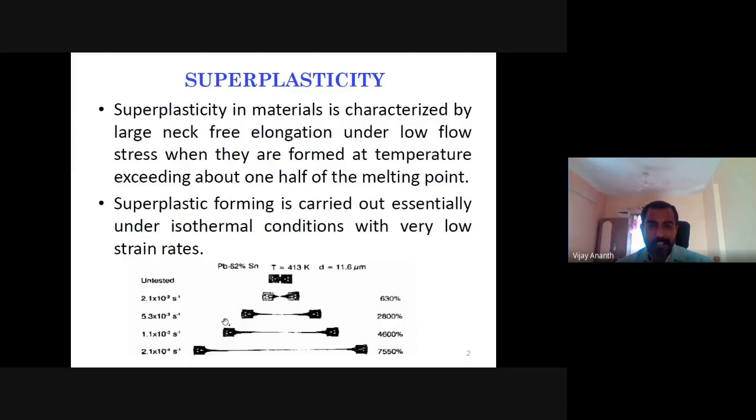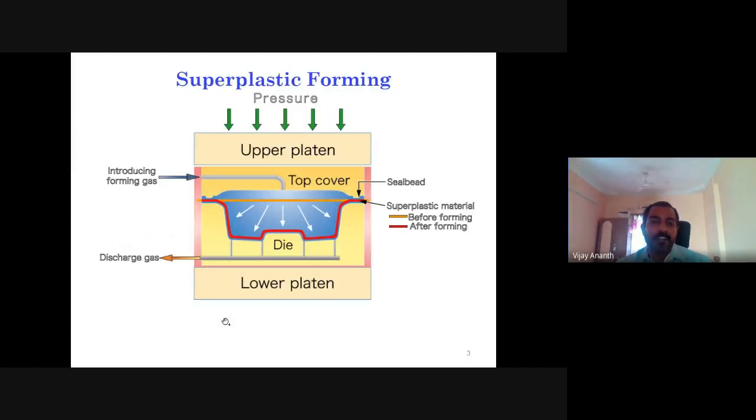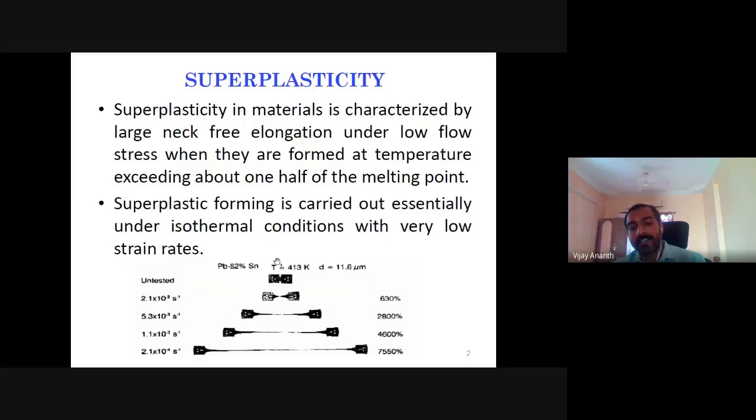Now we will go to the next slide. Normally there are two types of superplastic forming that we do. One is uniaxial forming, and another one is biaxial forming. The uniaxial forming we do in the tensile testing machine. We grip the two ends, then the gauge region is elongated. Okay, this is uniaxial tensile deformation.